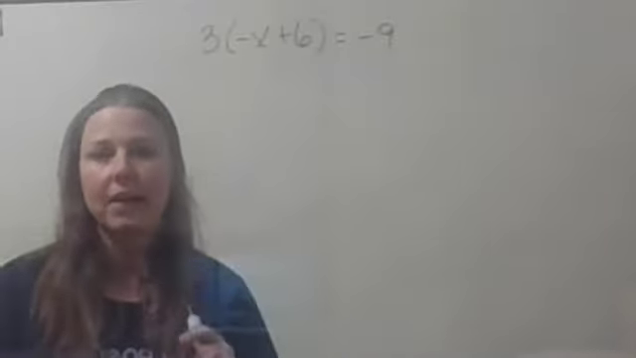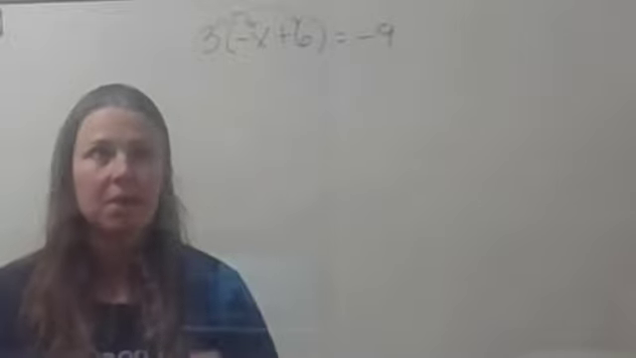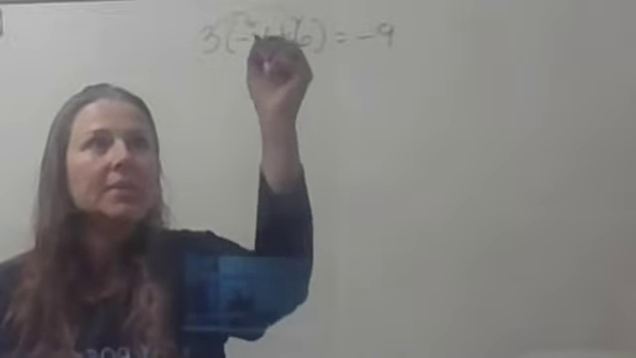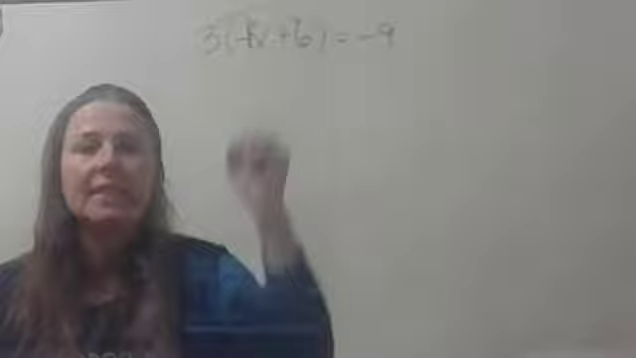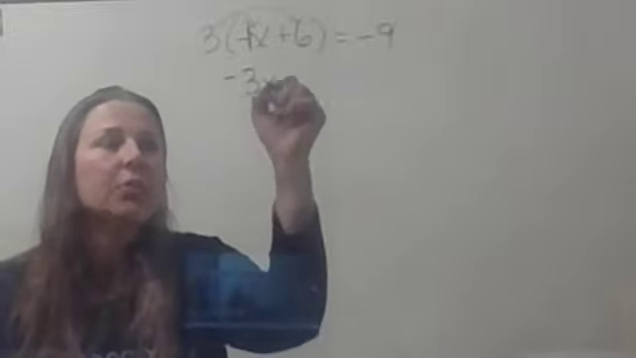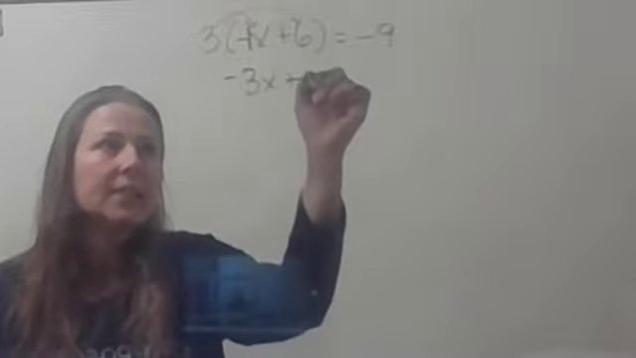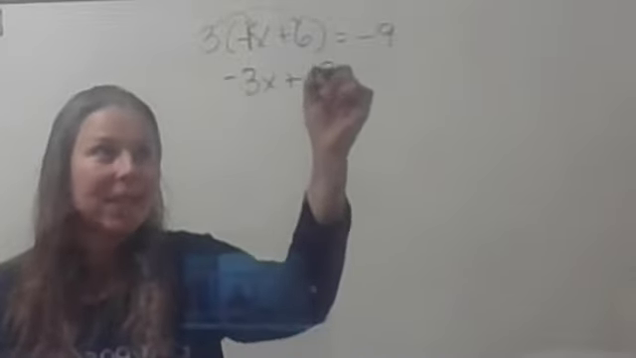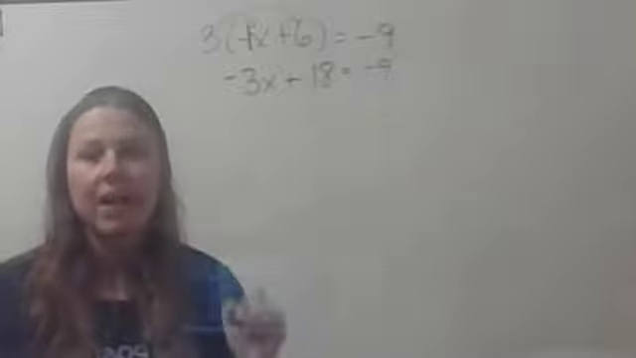So the first step again is going to be to distribute. A number next to a parentheses means multiply. So 3 times -x, that's the same thing as -1x. You could put a 1 there if that's helpful. That's -3x. 3 times 6 is 18. And then we have our -9 over here.